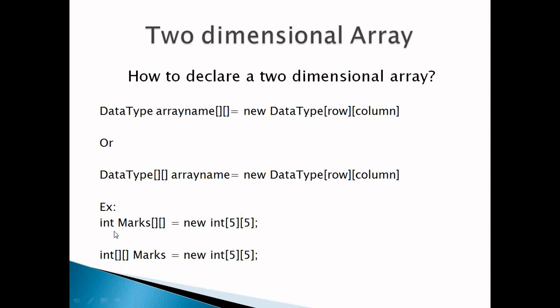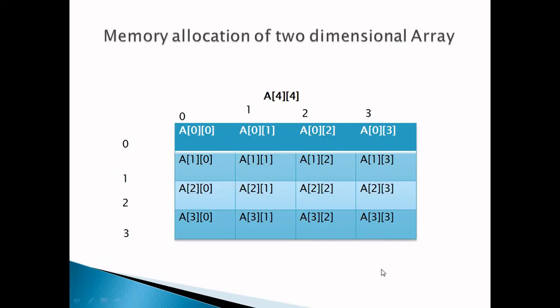Let's take another example. int marks double dimension is equal to new int 5, 5. So this means it contains 25 elements, that is 5 rows and 5 columns. Another way you can represent this double dimension array. This is the procedure, and memory allocation of two-dimensional array.